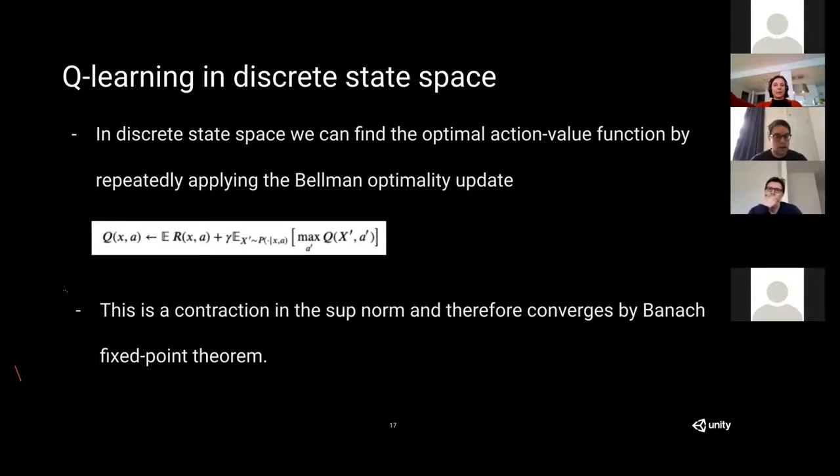And as the story goes, this is a contraction in the supremum norm when you take the sup over x's and a's. And then we can use some abstract machinery called Banach fixed point theorem to say that this kind of procedure will always converge to a unique fixed point. So that's very nice. And of course, I said that we were looking for a policy, but as soon as we find an optimal Q function, action value function, then we can simply follow this kind of argmax policy, so to speak. So we always pick the action that brings the highest Q value. So that's it in a nutshell.